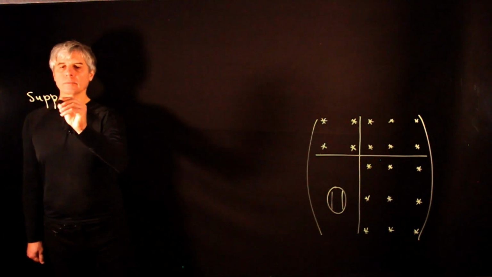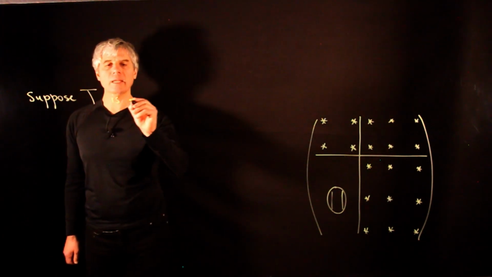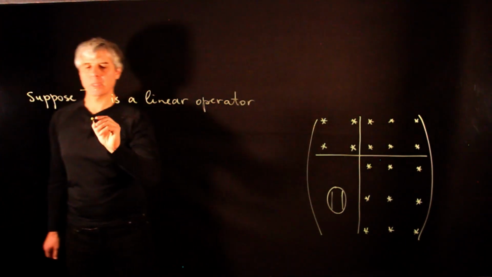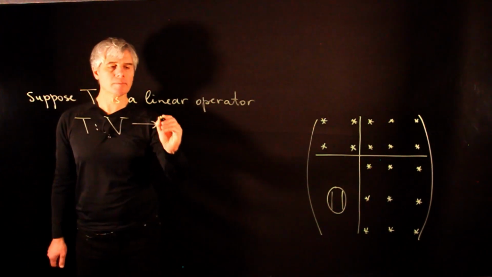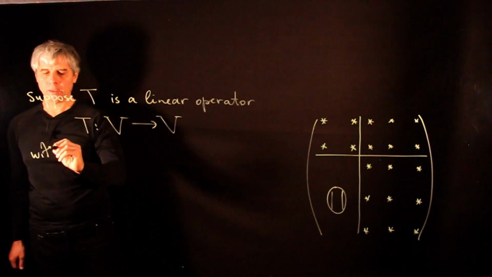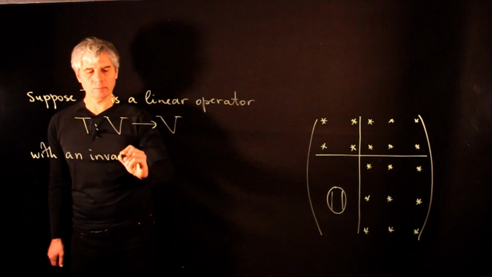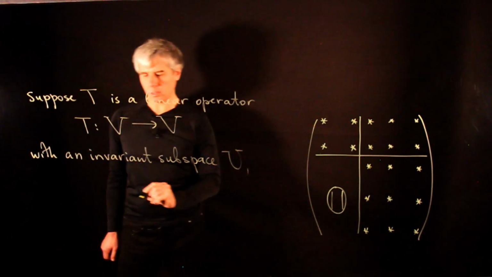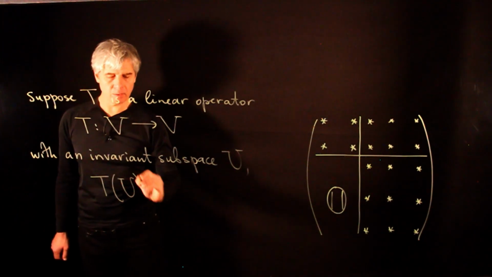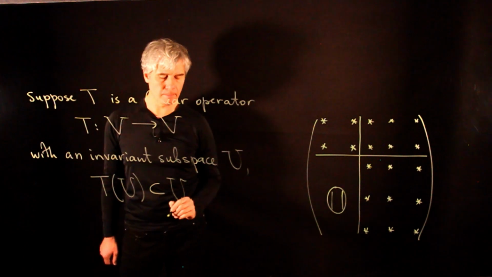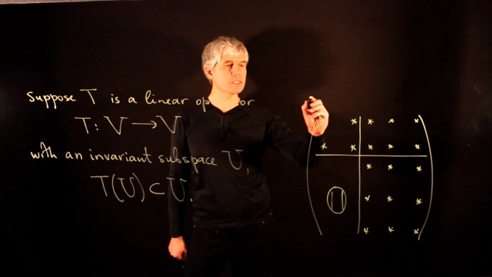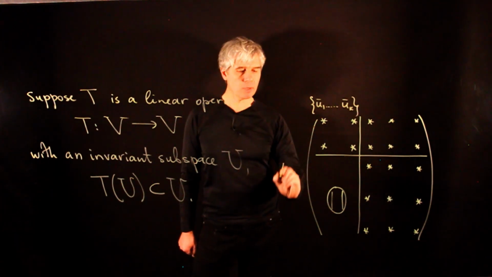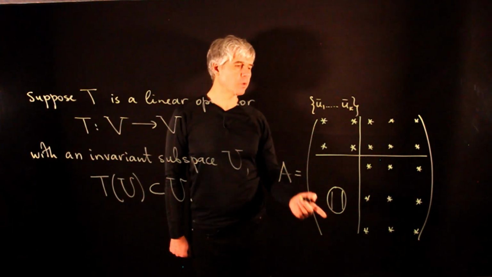So suppose T is a linear operator from vector space V to itself with an invariant subspace U. So this means that T applied to this subspace will have results in the subspace U. Now we know that if we choose a basis of V that starts with the basis of the subspace U, then the matrix of this transformation will have the form with a block of zeros.